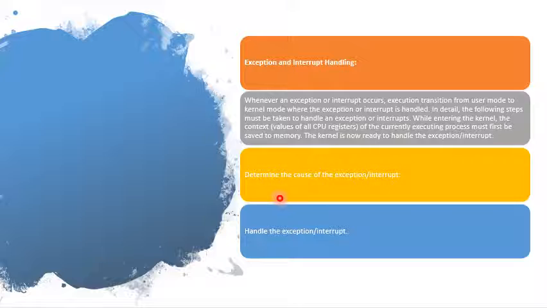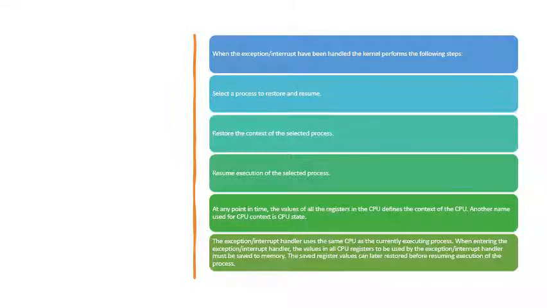So along with that, it will be able to determine the cause of the exception as well as the interrupt, so that it can handle the exception and interrupt properly. Okay, so while doing that, when the exception or interrupt has been handled, the kernel performs the following steps. First one is to select a process to restore and resume.